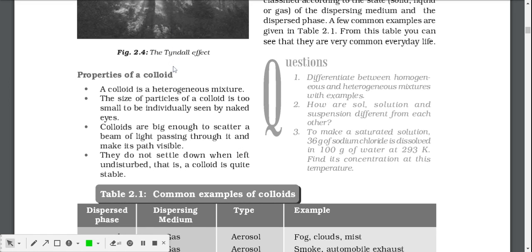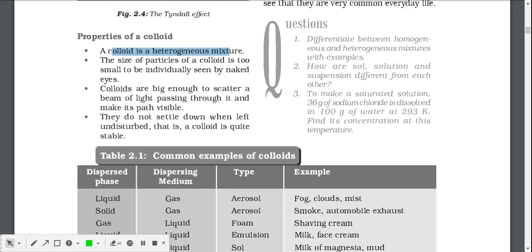Now we are going to learn about the properties of colloids. A colloid is a heterogeneous mixture, but it appears to be homogeneous. The particle size is too small to be individually seen with the naked eye. Colloids are big enough to scatter a beam of light and make the path of light visible. They do not settle down when left undisturbed.